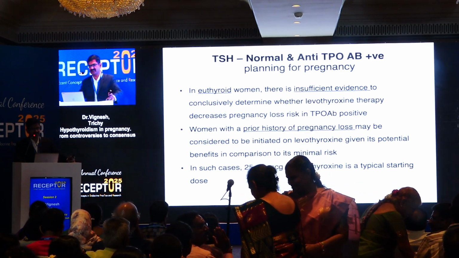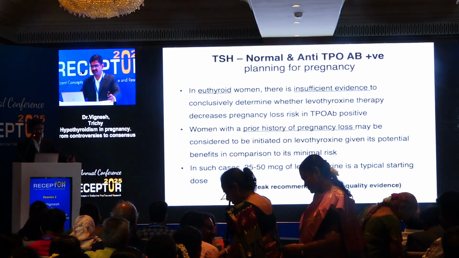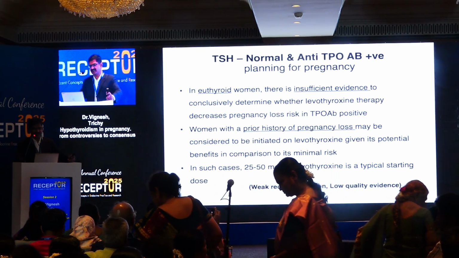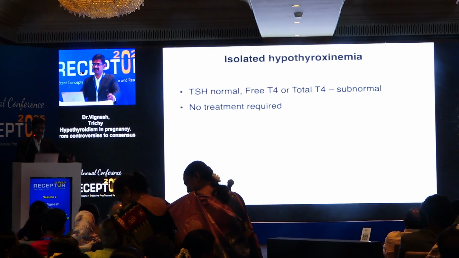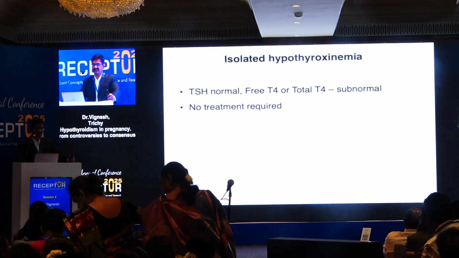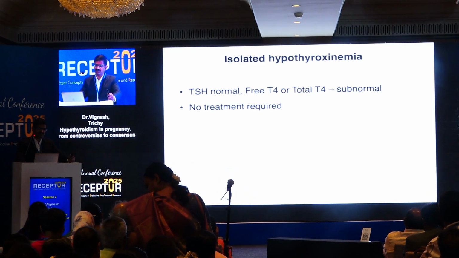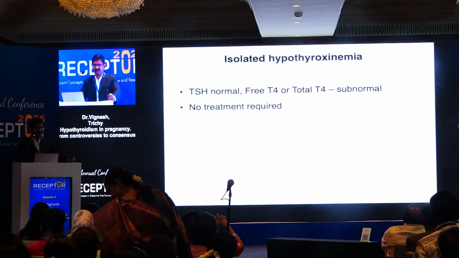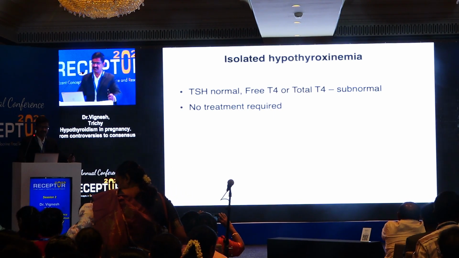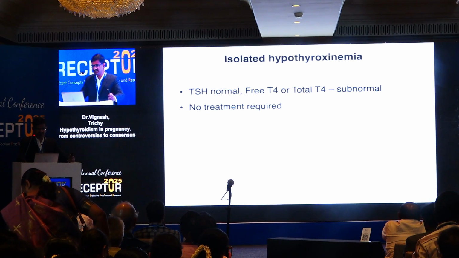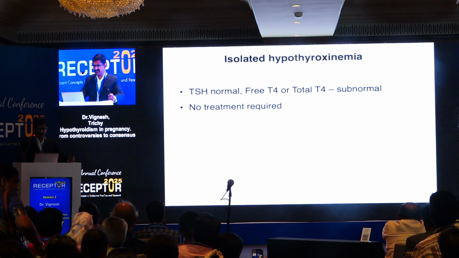This is not a very strong recommendation. We can consider starting low dose thyroxine only if they have a recurrent pregnancy loss. So isolated hypothyroxinemia is very less common, where the TSH will be normal and T3, T4 will be low. When they followed these women throughout the pregnancy, there is no difference in the outcome of delivery. So no treatment is required in this category of women.